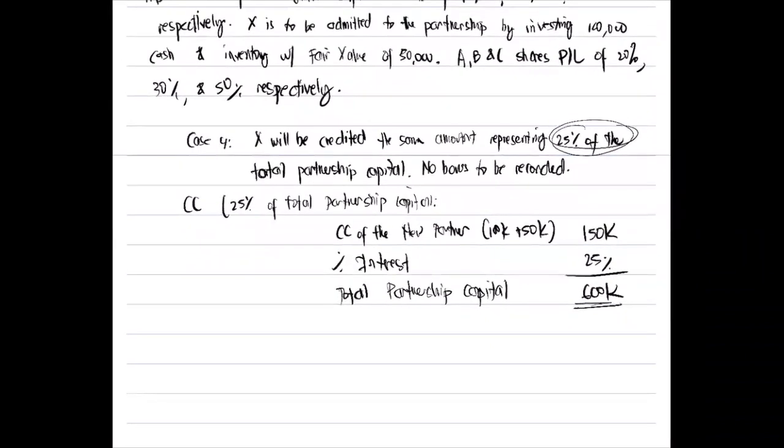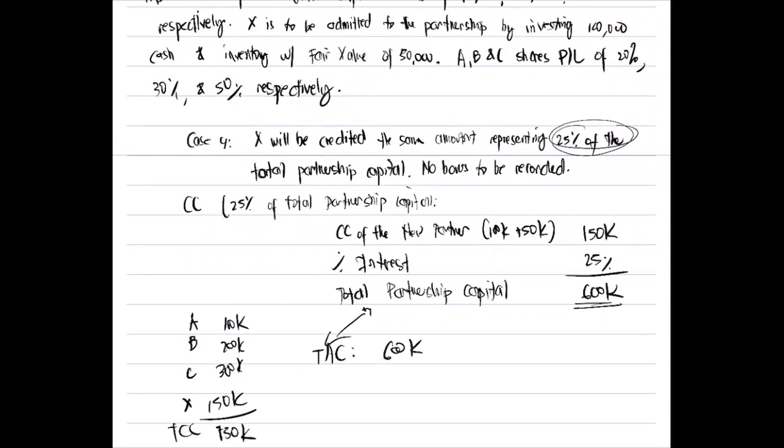Therefore, we compare this total partnership capital to your total contributed capital. So we have here A, B, C, and X. For A, we have 100,000. For B, 200,000. For C, 300,000. And for X, 150. So what is your total contributed capital? 750,000. But what is the total agreed capital as computed under your total partnership capital? 600,000. So when you compare, total contributed capital is greater than your total agreed capital. So what happens again if your total contributed capital is greater than your total agreed capital? The old partners should withdraw.